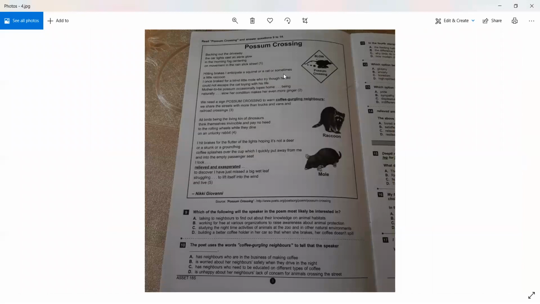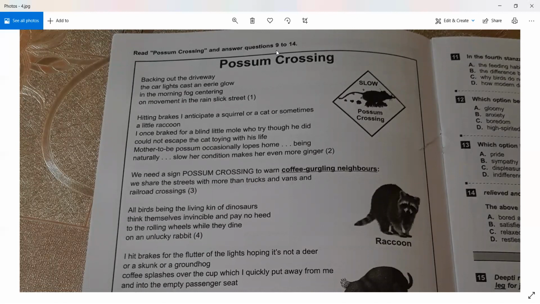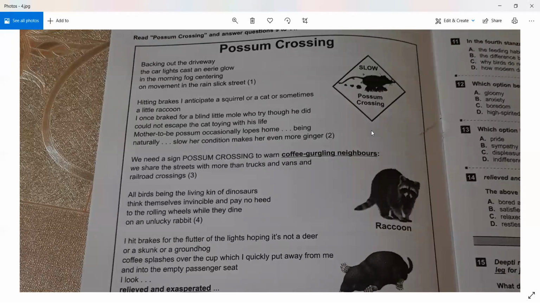This is a poem, questions 9 to question 14. Do not miss out the pictures also. For practice, if you need to look up the meanings, you can Google search. For example, the word gurgling.